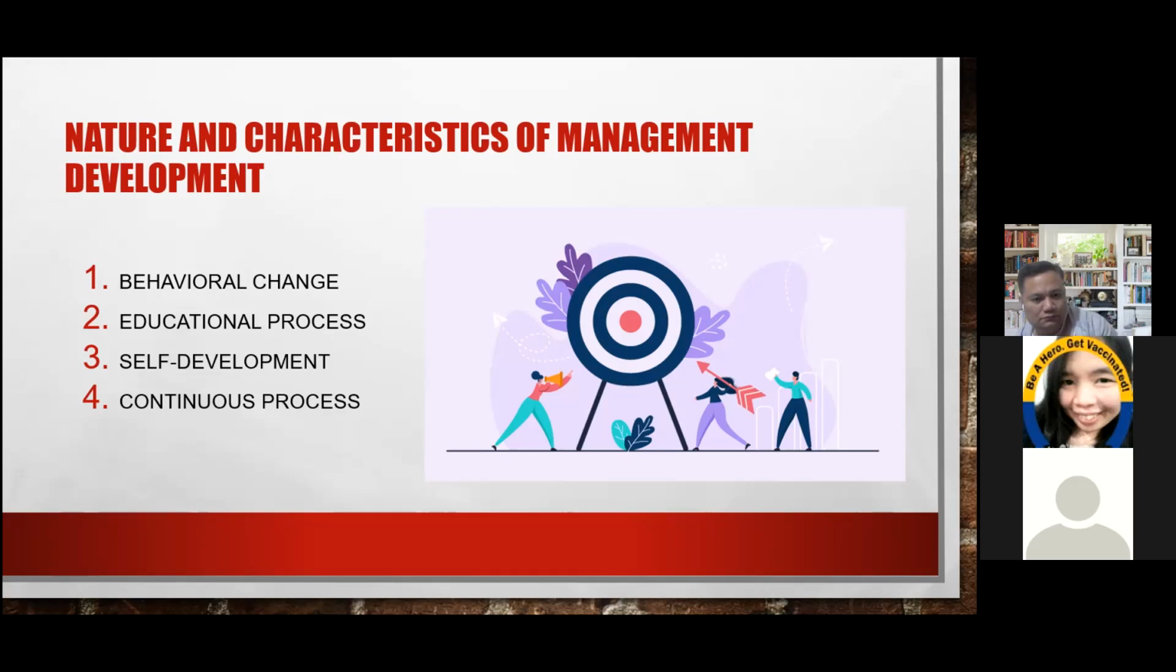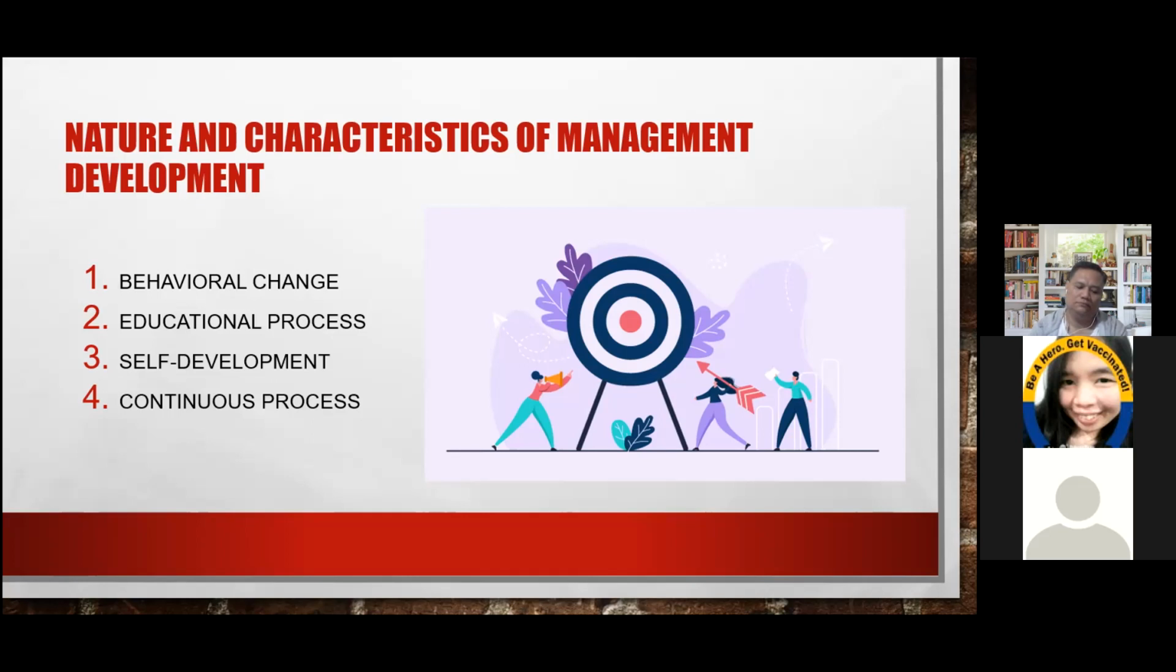The last characteristic is the continuous process. It begins by looking after the organization's objectives, moves through the assessment of current management process, and finally completes the evaluation of the change behavior. However, this process goes continuously as a demand for development.